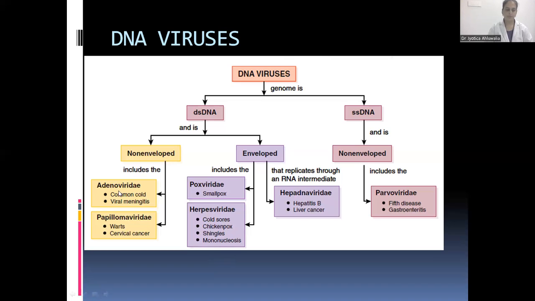Then adenoviruses are associated with pharyngitis, tonsillitis, pneumonia, acute respiratory disorders, epidemic keratoconjunctivitis, gastroenteritis, and acute follicular conjunctivitis. The papillomaviridae cause warts or cervical cancer. These are non-enveloped double-stranded DNA viruses. The hepatitis B virus, which is associated with liver cancer and caused by parenteral transmission, is an enveloped double-stranded DNA virus. The non-enveloped viruses include parvovirus, which causes fifth disease.